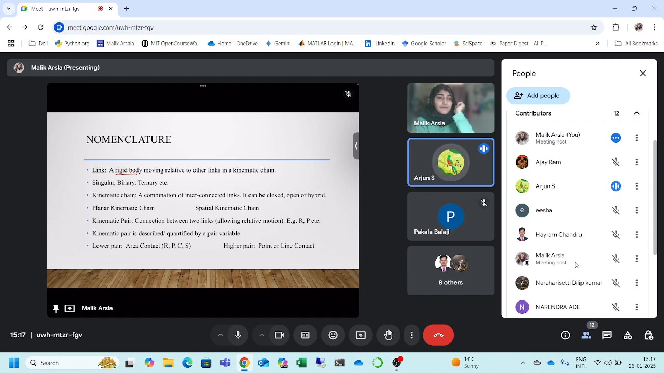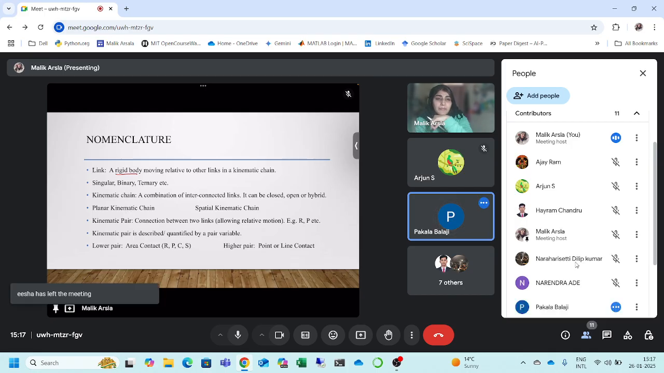Physical body. A rigid body is a physical mechanism. You cannot say a rigid body is a mechanism. A mechanism is a combination of rigid bodies, right? Yeah, Balaji. Actually, it is a solid object which doesn't deform under external forces. A rigid body doesn't deform under external forces, or it doesn't change its shape on applying any forces. Yeah, partly it is correct.